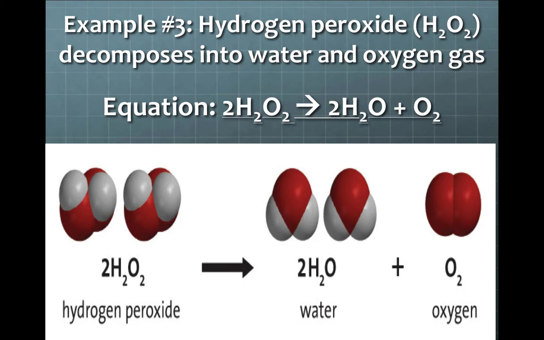So the formula is 2H2O2, which is 2 hydrogen peroxide molecules, breaks apart into 2 water, so 2H2O, and 1 oxygen gas, O2. And if you look at the bottom of the screen, you can see the actual molecules, what happens here from starting reactants to final products.